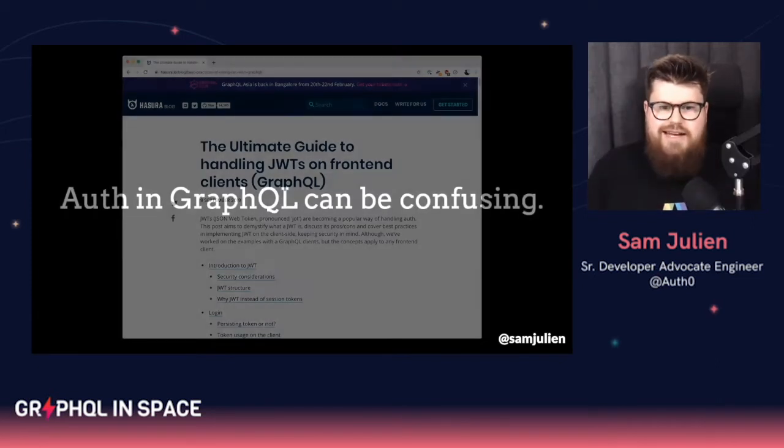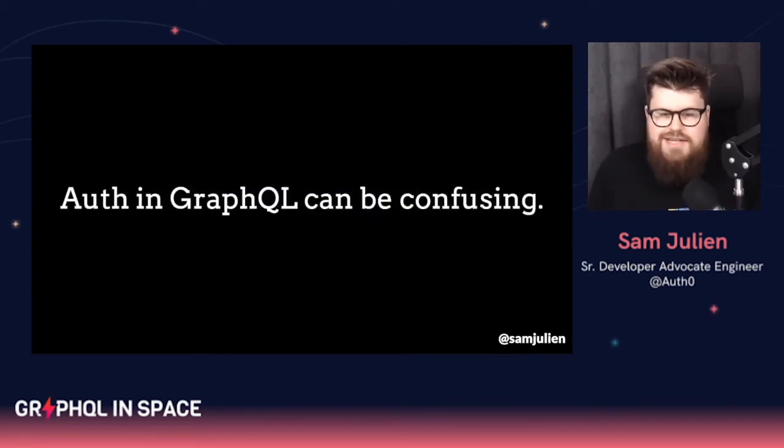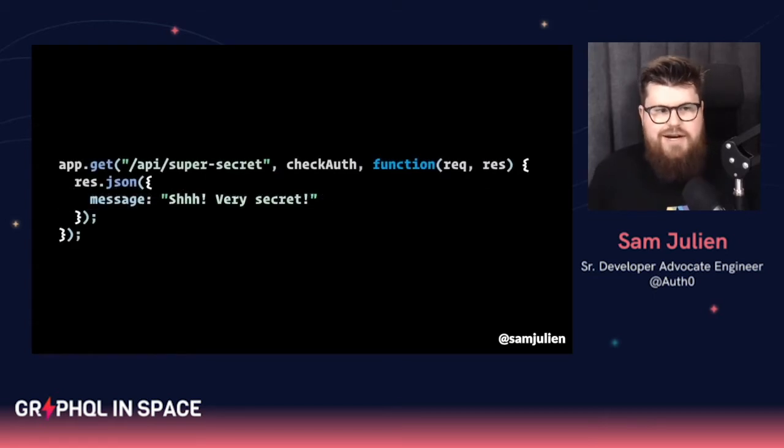And the truth is that auth in GraphQL, authorization and authentication, can be really confusing. We're used to doing things in REST where we maybe have this endpoint and we know we need to secure it. So we go ahead and just kind of slap a middleware onto it where we authenticate and then we send the user a response. And this is sort of a familiar process to us.